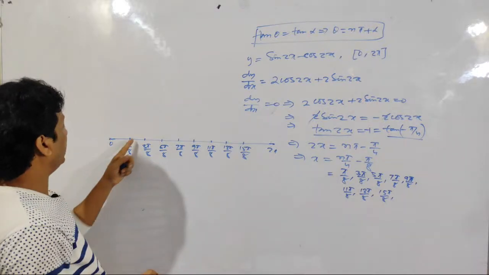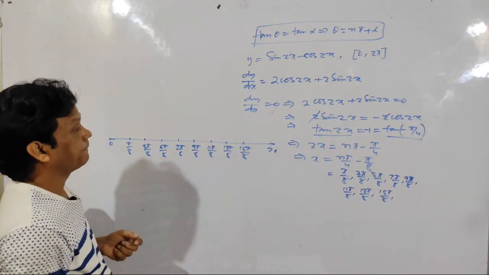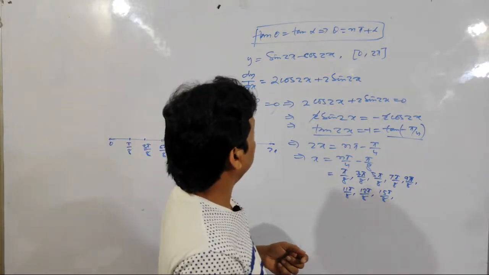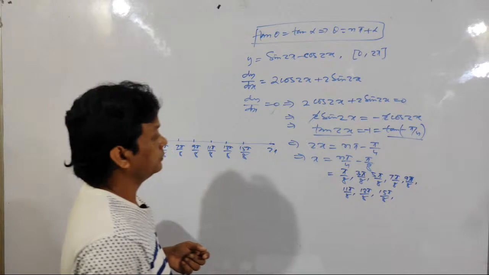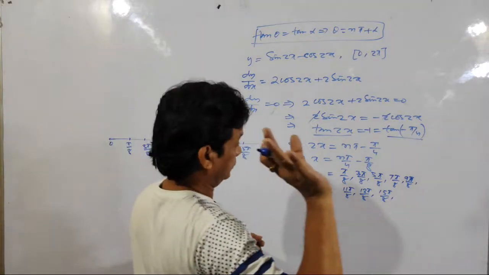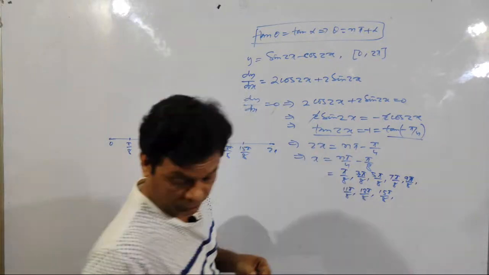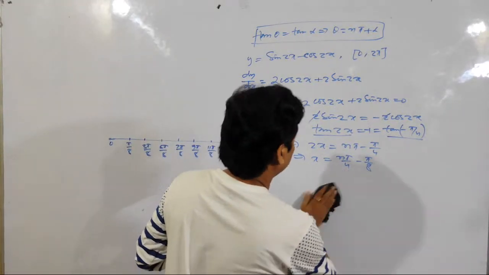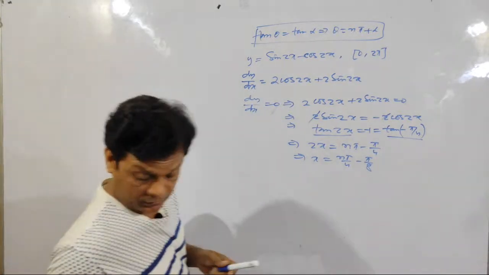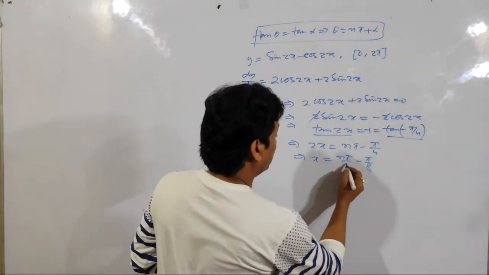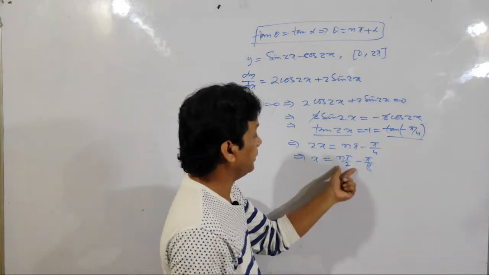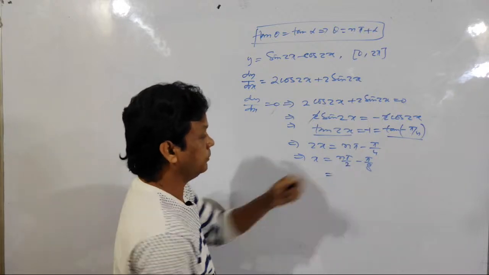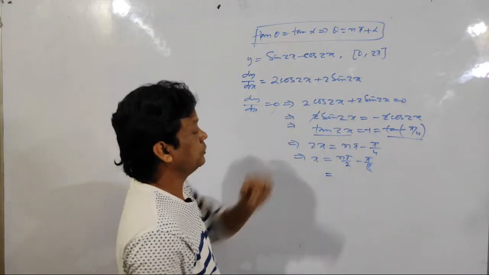And now from 0 to pi by 8, clear? Sorry, I have made a big mistake. You should tell me, "Sir, you have made a mistake." It should be (2n pi)/2 minus pi by 8. So put n is equal to 0, it will be negative pi by 8, so you should discard this one.